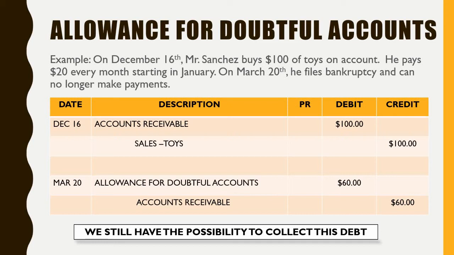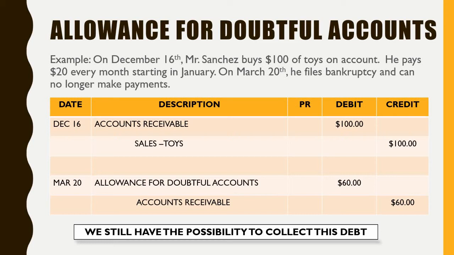So we charge no interest in this case. So it's interest free for the first X amount of months. And then, of course, it says every month he pays $20. So then that means starting from January. And then on March 20th the following year, he files for bankruptcy and sends pretty much a notice saying that he can no longer pay.